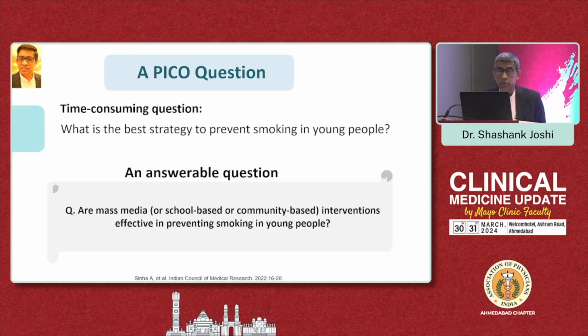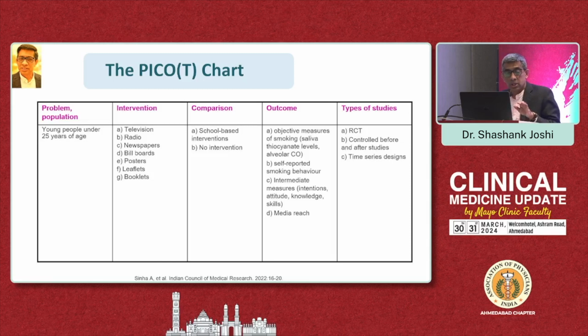An answerable question, and Dr. Shah works in public health: a mass media or a school-based or a community-based intervention is effective in preventing smoking in young people. So that can be an answerable question. So the problem population in the PICO chart would be younger people under the age of 25. The intervention could be TV, radio, newspaper, billboards, posters, leaflets, booklets. The comparison could be school-based or no intervention.